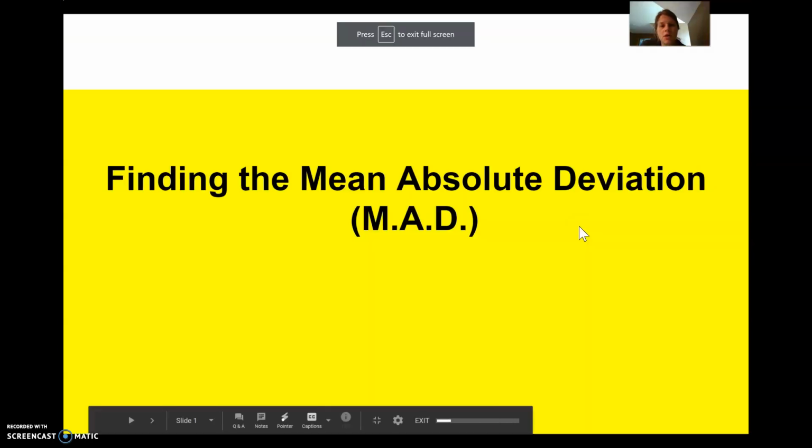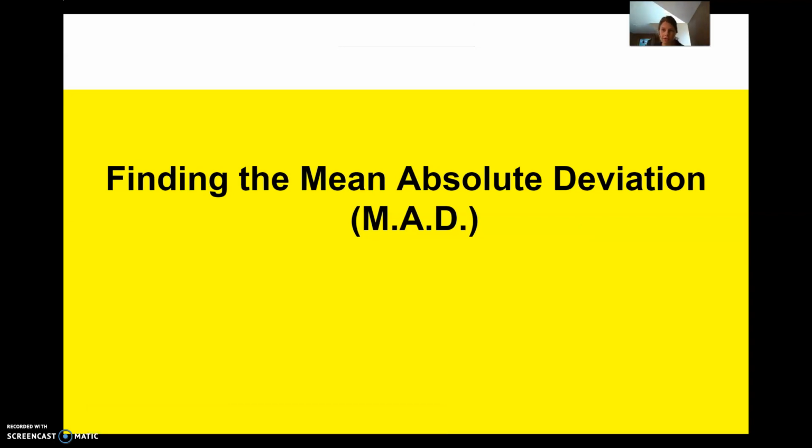This is for Thursday, March the 19th. We're going to do finding the mean absolute deviation, or sometimes we call this MAD. I'm going to be upfront with you. This sounds confusing, but I'm going to emphasize 3 steps. And if you'll just remember those steps every single time, you're going to get it.